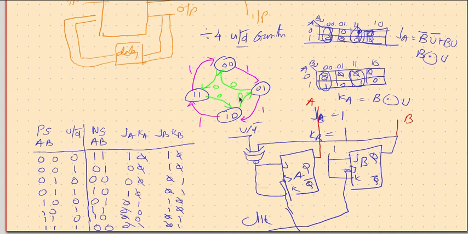So we have two types of such circuits, where one circuit says output is the state itself, or another circuit which says state and input together will decide what should be the output. So let's see these two types of synchronous circuits in our coming sessions.